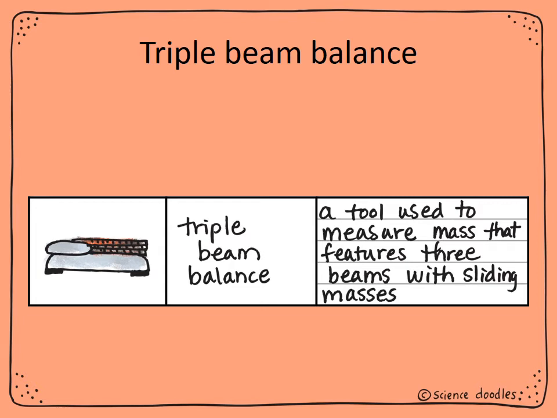Our next word is triple beam balance. It is a tool used to measure mass that features 3 beams with sliding masses. So there will be 3 bars, and you move around these sliders until you get the bar to balance in the middle. And then you read the numbers on each of the sliders, and it tells you what the mass of that object is. And remember, the mass is a measurement of how much matter something contains.